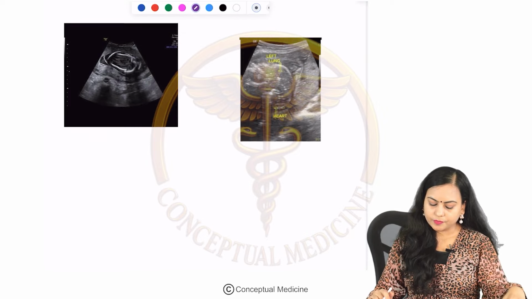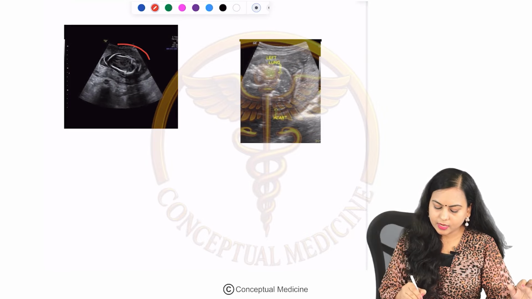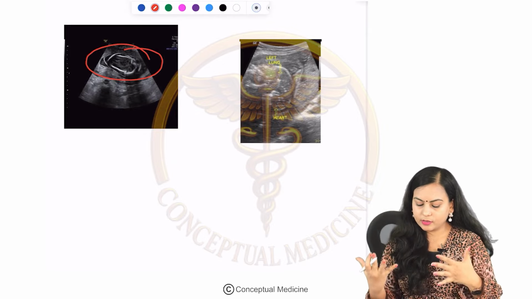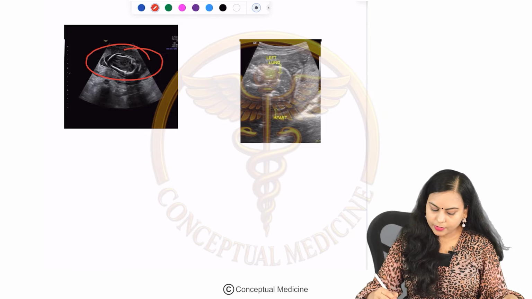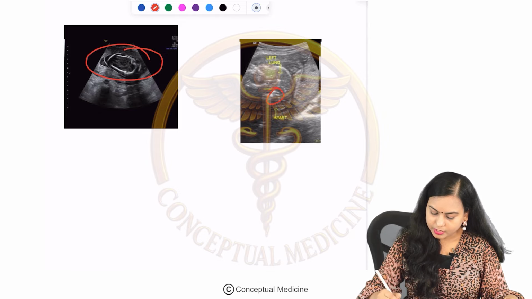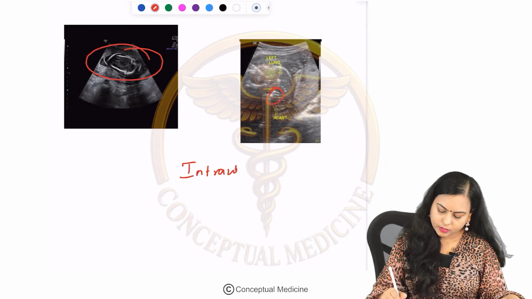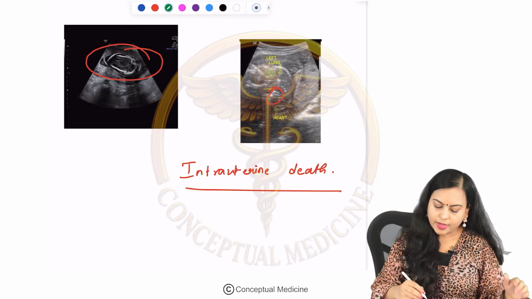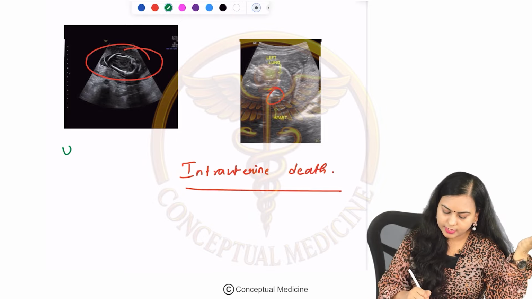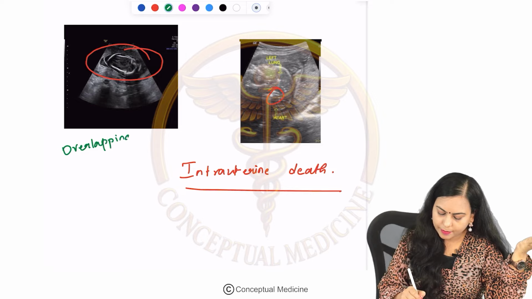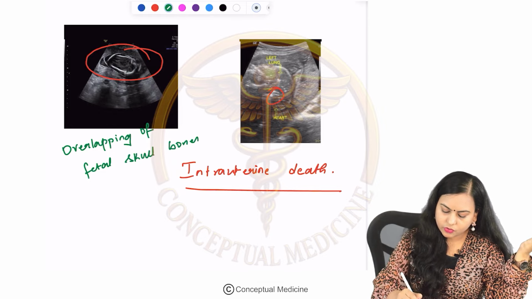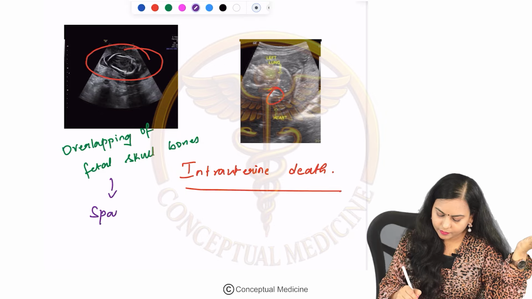Now, see this picture. What you are able to see? You are able to see a fetal skull with overlapping bones, right? And here in the heart, you are able to see some echogenic material, right? So, this is suggestive of, yes, intrauterine death. So, this sign where there is overlapping of fetal skull bones is seen. Okay, you are able to see overlapping of fetal skull bones. This sign is called as Spalding sign.